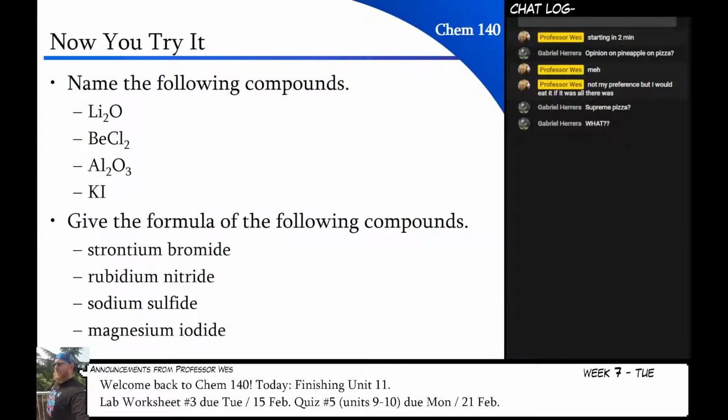Anyway, we left off yesterday talking about ionic compounds and how to name them. I don't think we did these exercises.